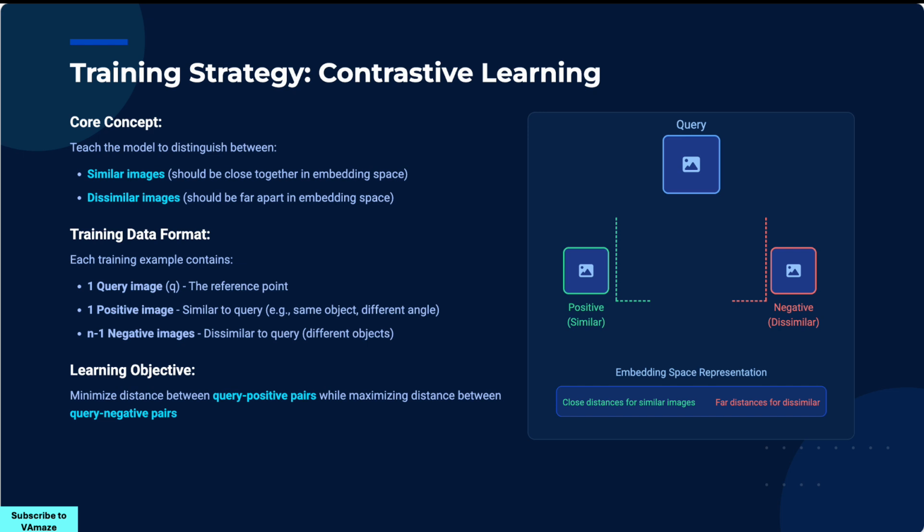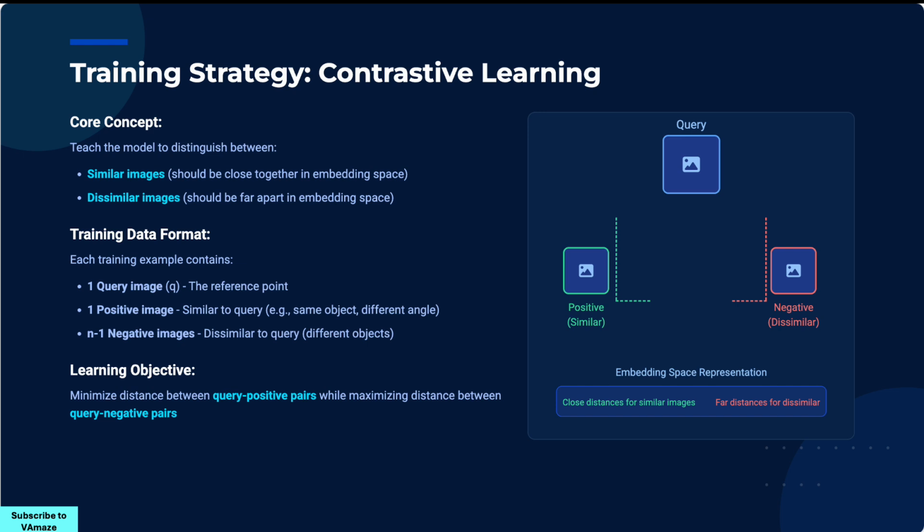During training, we show the model a query image, one image that's similar to it, we call this the positive image, and several images that are dissimilar. These are negative images. The model learns to produce embeddings where the positive image is close to the query image and the negative images are far away. So finding similar images becomes a geometric problem. We just need to find the nearest neighbors to our query point in this space.